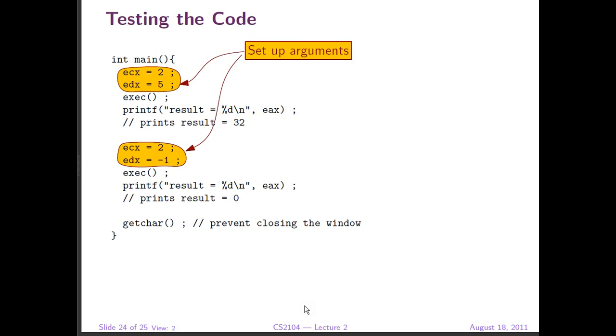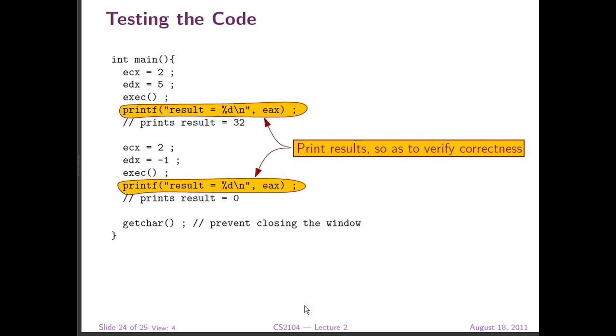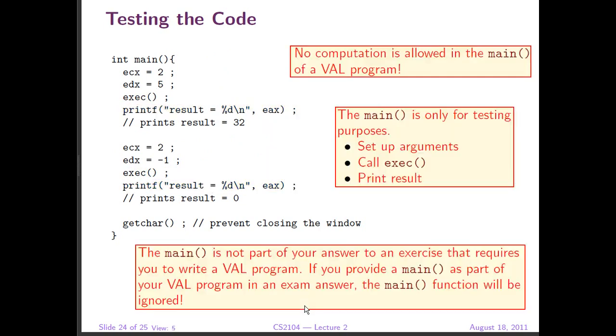Okay, so this is what the code does. Set up arguments, perform computation, print results. So remember, don't try to cheat by putting stuff related to the computation outside of the exec. All right.